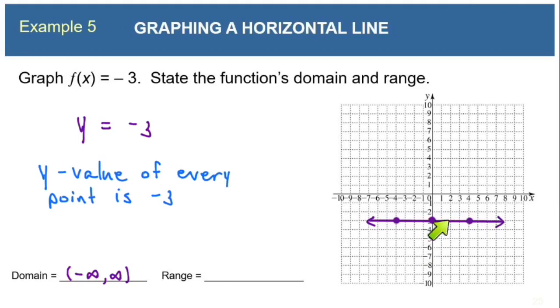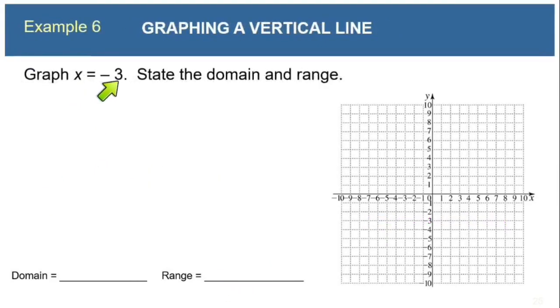This line only has one y value, so we won't have an interval like we did for the domain. We have just one value, and since it is just one value, we put it in curly braces, like it's a set. We consider it a set that only contains one number, and that number is -3. Because every y value of every point on this line is -3, and so the range is just that one number. Now let's graph x equals -3, and we'll state the domain and range.